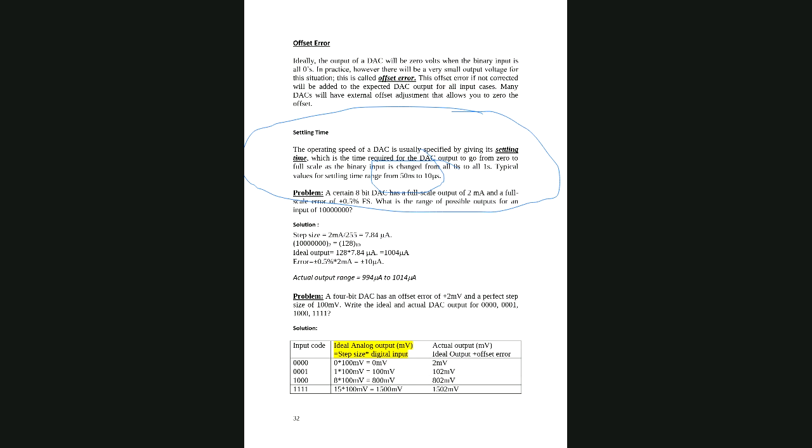So I'm rewriting here. The operating speed of a DAC is called settling time, which is the time required for the DAC output to go from zero to full scale as the binary input is changed from all zeros to all ones. So if I have the input all zeros, 0000, to all ones, 1111, the output will change from 0 volt to the full scale volt, right? That is called settling time. This time tells you how much time it will take to give the output. So this is the definition for settling time, okay everybody?